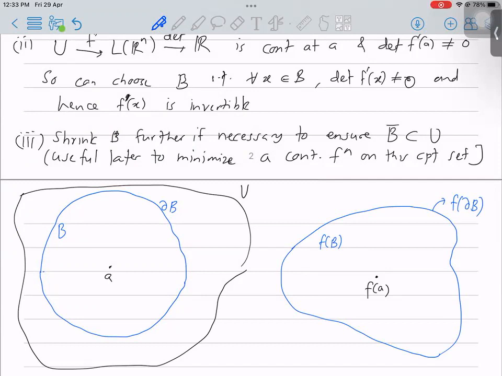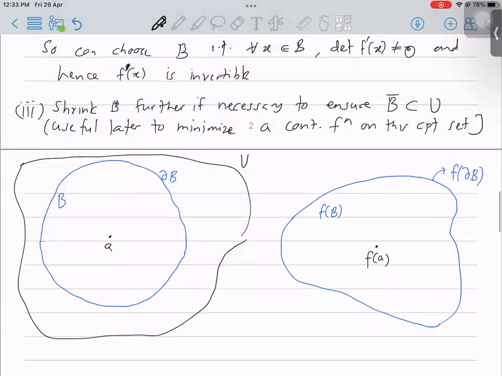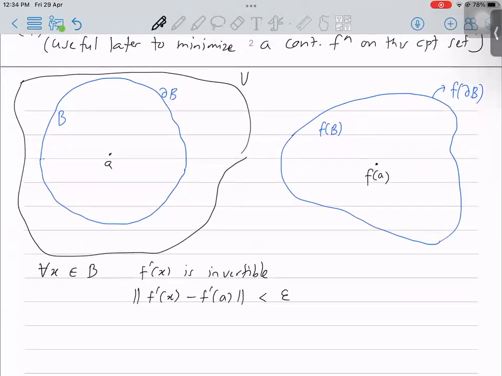All right. So far I have this, and I will write down what I have ensured by my choice. For all x in B, f prime of x is invertible, and the norm of f prime of x minus f prime of A is less than epsilon. I haven't chosen the epsilon yet, but I can choose it to be whatever. If some choice works, then any smaller choice will also work. So please draw this picture, and we will refer to this later.